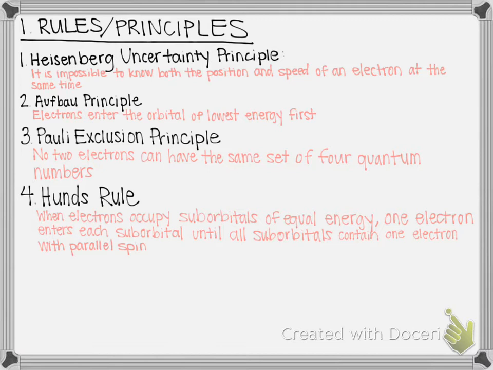And the last one is Hund's rule, and this states that when electrons occupy suborbitals of equal energy, 1 electron enters each suborbital until all suborbitals contain 1 electron with parallel spin. And you'll see this when we start doing the notations.